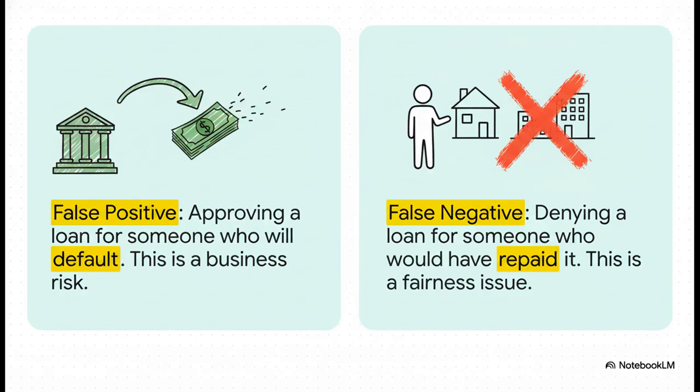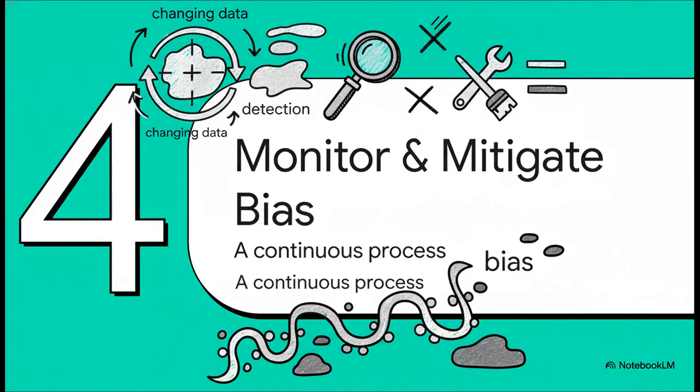A false positive is approving a loan for someone who ends up defaulting. Okay, the bank loses some money. That's a business risk. But a false negative, that's denying a loan to someone who is perfectly qualified and would have paid it back. That's a person who was unfairly denied a huge opportunity. If your model has a way higher false negative rate for one group of people, you've got a massive fairness problem.